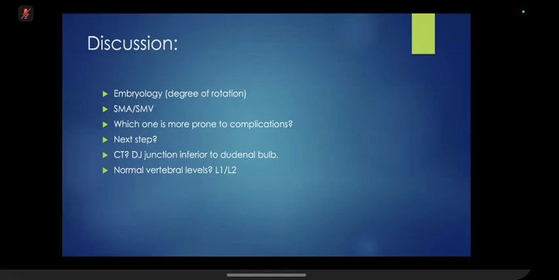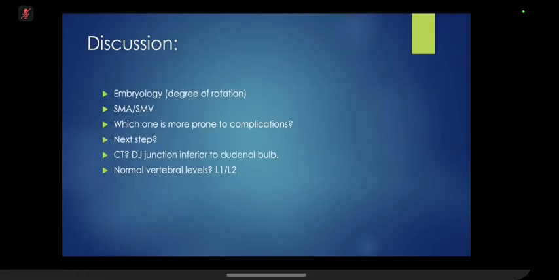On ultrasound, the SMA and SMV axis is usually shown by the examiner. The case will start from the ultrasound and then it might move to fluoroscopy. So you need to be very well familiar with the ultrasound images as well. And what is more important is which of these pathologies is more prone to complications. Malrotation is usually more prone to complications, and the acute one is volvulus.